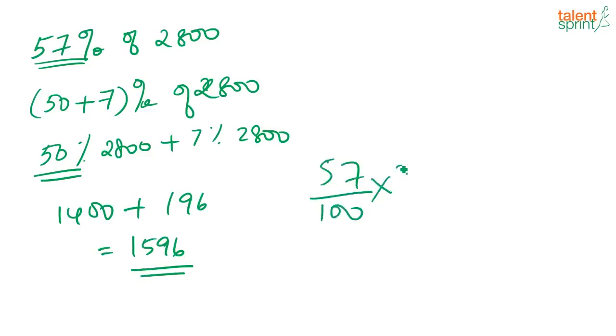100 into 2800. Again, you will have to do 57 into 28. Sometimes, when fractions are given, this comes in when you are doing simplification questions or approximation questions, right? Such things come. So you can actually split it and then write it together. That is one method that you can use when it comes to percentages.